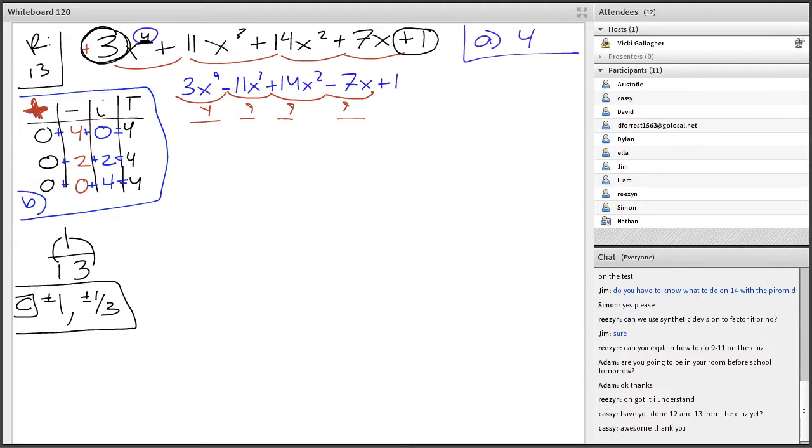And so normally I would say, okay, start by plugging in positive 1. But since I'm sure that the positive will not work, let's plug in negative 1 instead.